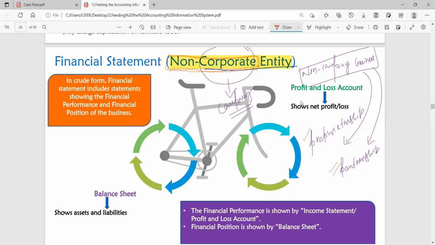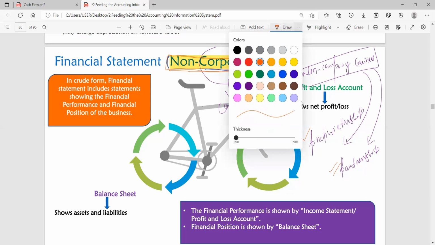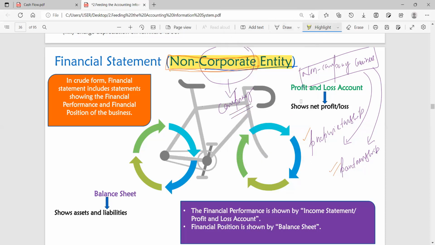which requires the financial statement of these smaller businesses to be prepared as per a certain prescribed format or manner. So when these businesses prepare their financial statement, what does their financial statement include? That is the first question.